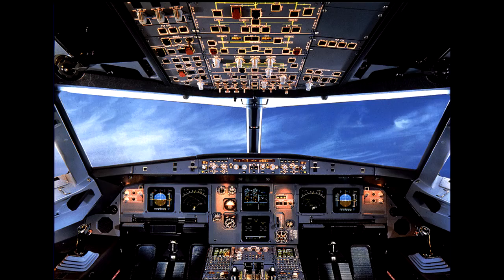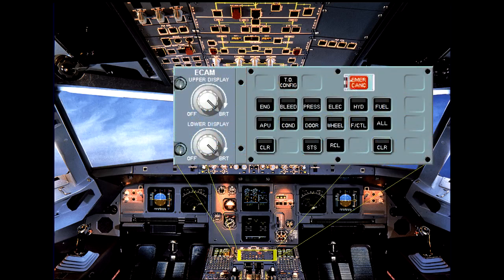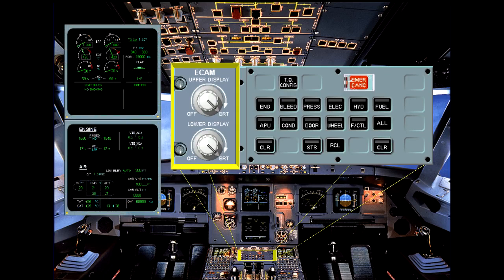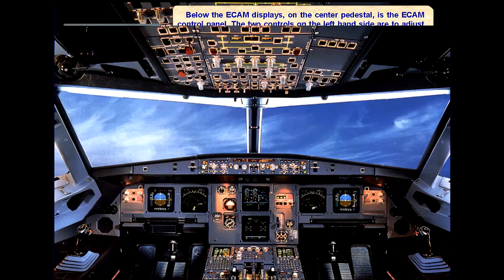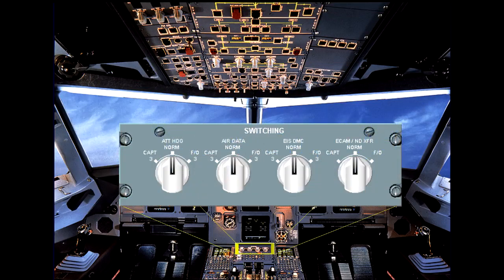Below the ECAM displays on the center pedestal is the ECAM control panel. The two controls on the left-hand side are to adjust the brightness of the two ECAM screens or to turn them off. We will look at the rest of the controls on this panel in more detail later. Just below the ECAM screens on the pedestal is a switching panel for use in abnormal situations to restore data to the EFIS and ECAM displays.